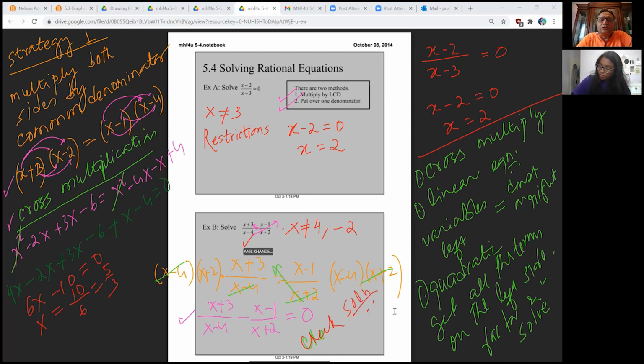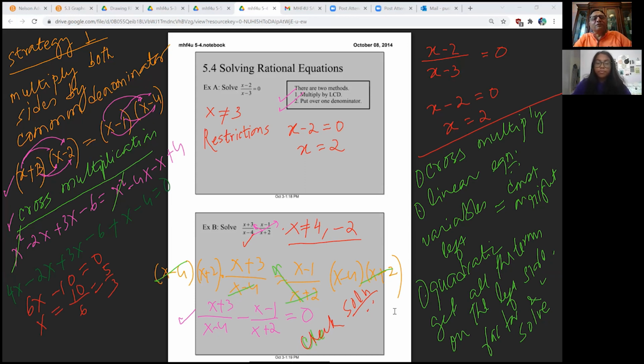Also note that the solution should not include 4 or minus 2. Is that okay? Right, because it's a restriction. Since it is there, it is not one of the solutions in our case. So yes, that's fine. So I think solving a rational equation from these examples is absolutely clear, right?